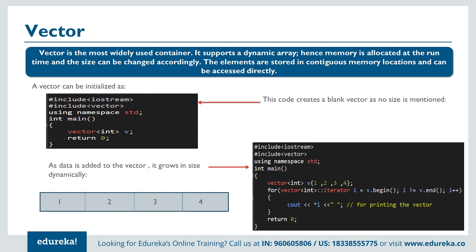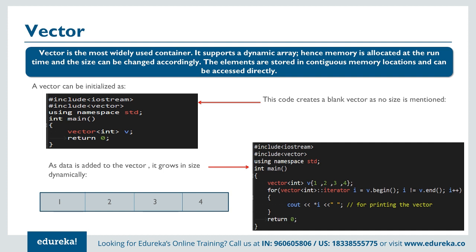As you can see in this example, in main I have created a vector which is holding the integer data type. Inside the angle brackets I have defined int and I have given the name of the vector as v. This code will create a blank vector and no size is mentioned. In the other case, I have created a vector in which I have specified the integer type to be stored and given 4 integer elements: 1, 2, 3, 4. In this case, a vector will be created having size 4, meaning it can hold 4 integers. This is how we basically create vectors in C++.